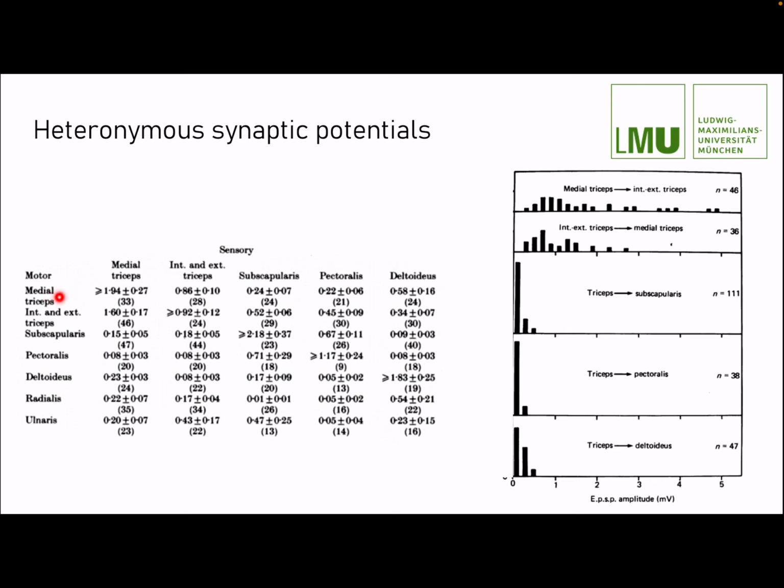with medial triceps. Also here you can see we have a much larger amplitude compared to the internal external triceps, medial also. As I mentioned, for the homonymous synaptic potential, they couldn't use this histogram because of those limitations.